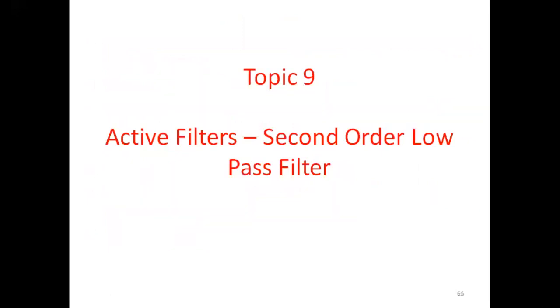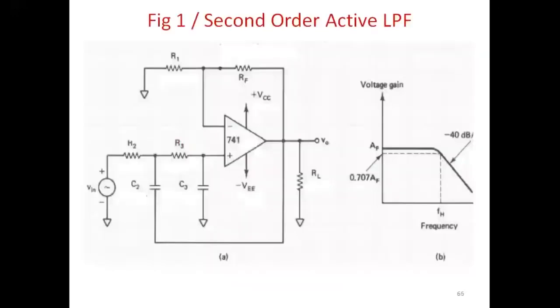So far we have seen the first order low pass filter. This topic is the second order low pass filter. Why is it called a second order low pass filter? Because we are using one more RC network here. Already one RC network is available, and one more RC network is added here.